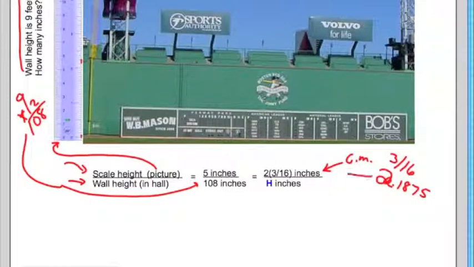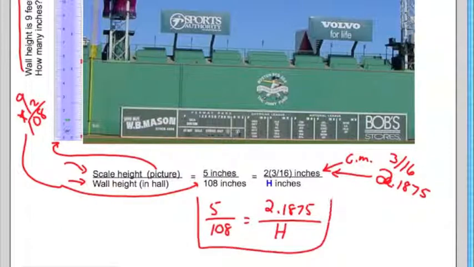So we know it's 2 whole inches, so we just put a big 2 there. So this now becomes 2.1875 over our unknown height that's going to be in the wall. So we have 5 divided by 108. So here is my ratio proportion that you want to do. I have my ratio on my left. You put it all together, there's your proportion.